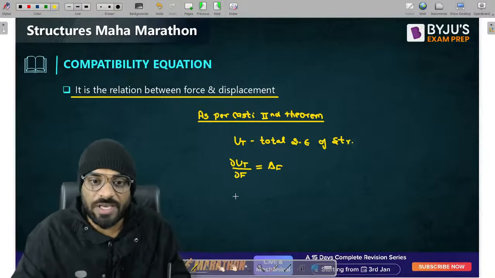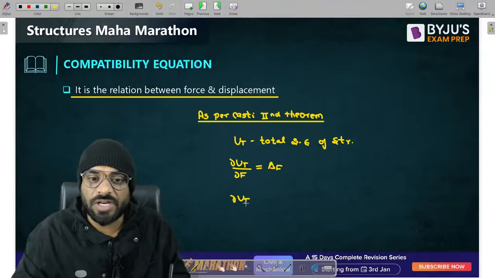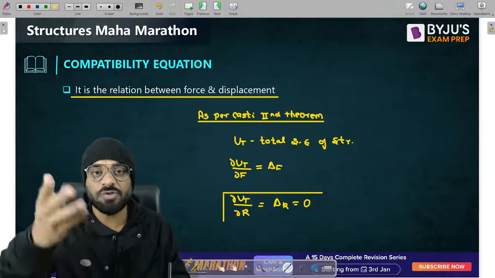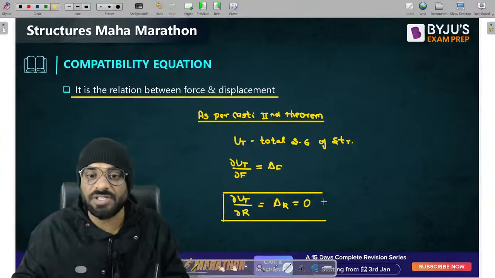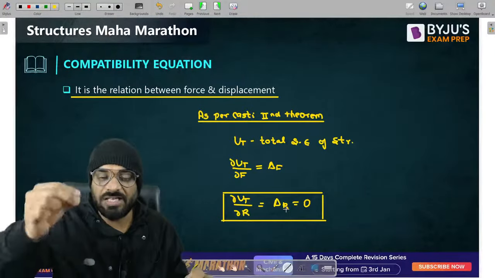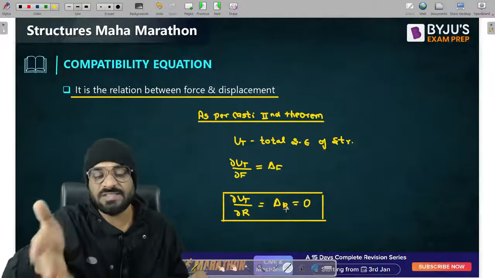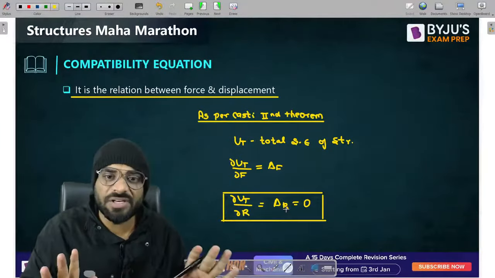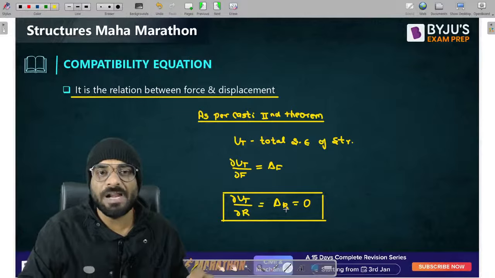Getting a point? So guys, in this particular case, we need to write del Ut by del R, and it should be equal to how much? It should be equal to delta R. But in the direction of our reaction R, what is the value of displacement? And that you already know, right? It is equal to 0. That's why guys, we are writing this compatibility equation. Del Ut by del R is equal to 0. And this is the equation which we have to use to find out our answer. Getting a point? So in this way, we can develop the compatibility equation easily.